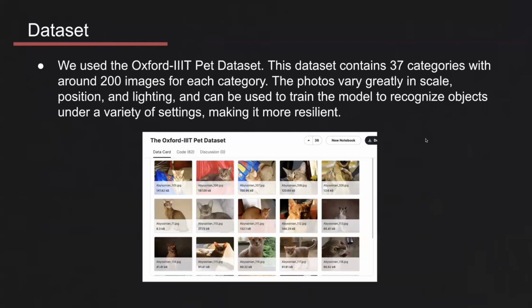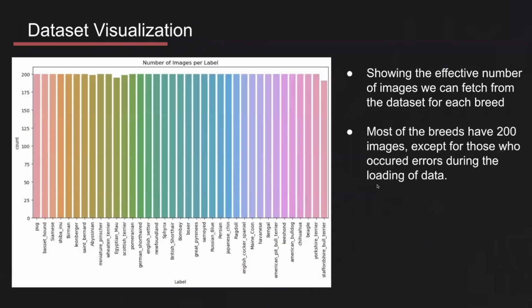We used the Oxford dataset for training, and the dataset contains 37 categories with around 200 images for each category. The photos are pretty informative, so it should be a good source for our model training. The visualization of the dataset shows the effective number of images we can fetch for each breed, and it's around 200 images for each breed.